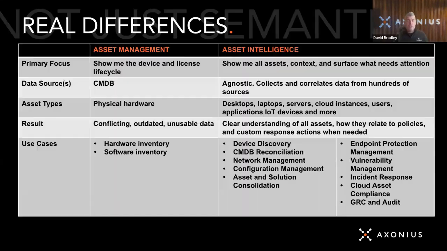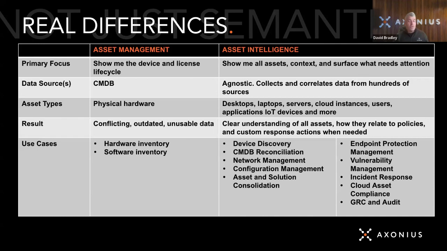But even that's still a bit wordy, so I just wanted to put it in plain text what that means. Traditional asset management focused on device and license lifecycle, but with asset intelligence, we're moving to: show me all of the assets, the context, and bring to the surface what needs attention. Traditional data sources are a CMDB or an Excel sheet, but with asset intelligence, we're tool agnostic. It collects and correlates data from hundreds of data sources. Obviously, each organization will only have a subsection of those. Asset types are traditionally physical hardware, but the modern landscape with asset intelligence is everything, not just those traditional devices, but everything in between.